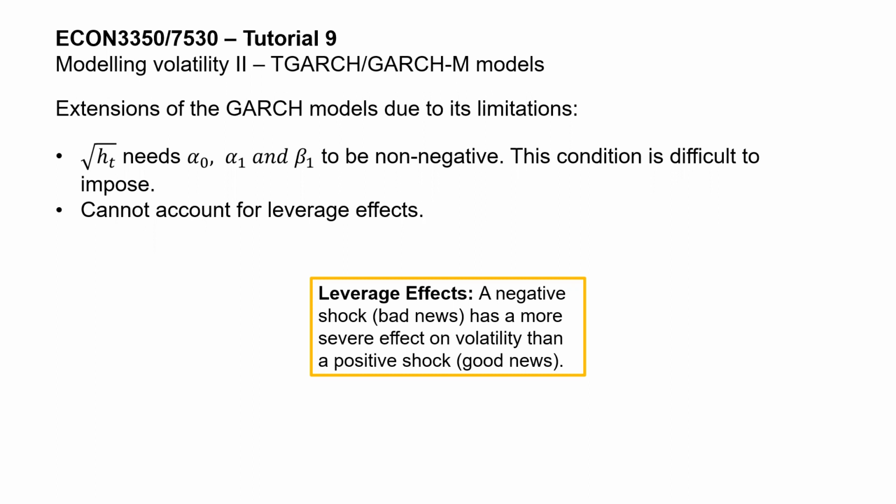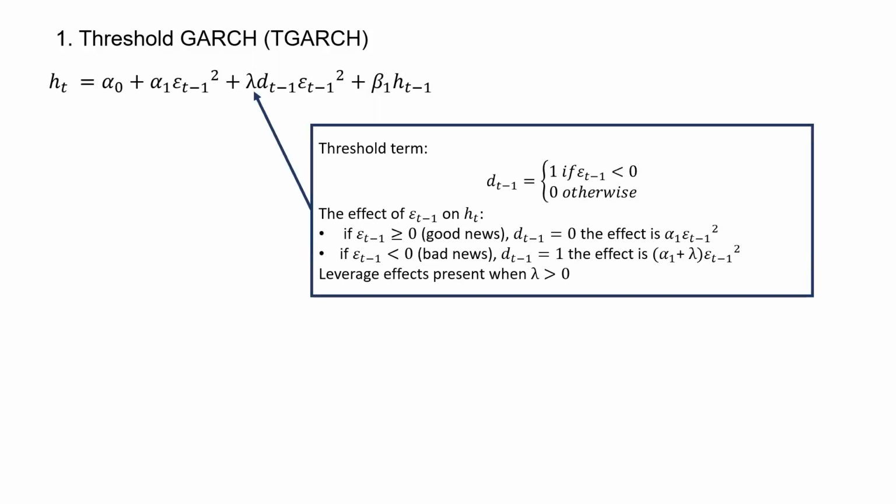Whereas we perceive good news as the status quo, right? That things should go well. So if the previous period was okay, we get optimistic, but we don't panic, right? So these are two completely natural human responses, and these models have been expanded to account for that. The first of the two models that we're going to study today is called the threshold GARCH, or TGARCH, where we just add a threshold term.